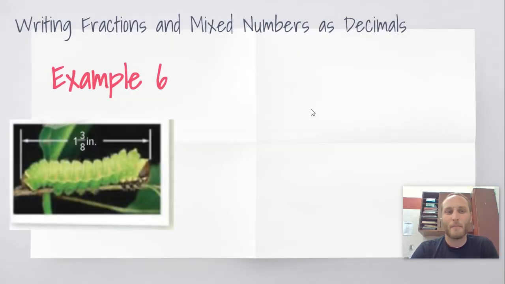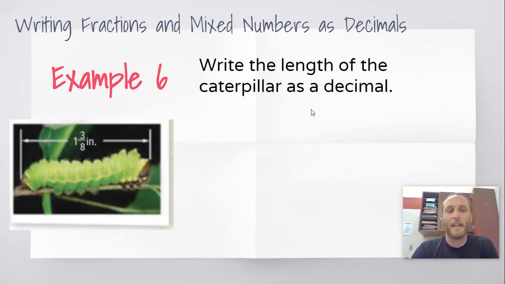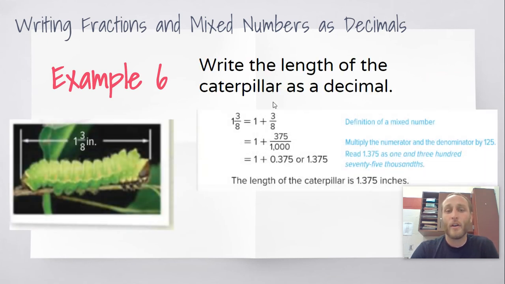All right, here's another example. If I had 1 and 3/8, it says write the length of the caterpillar as a decimal. So I remember with the mixed number, nothing is going to change as far as that whole number on the outside goes. We're going to keep that a 1, but then we have to worry about the fraction. So I have 1 plus 3/8, right? 1 whole plus 3/8 of another one.